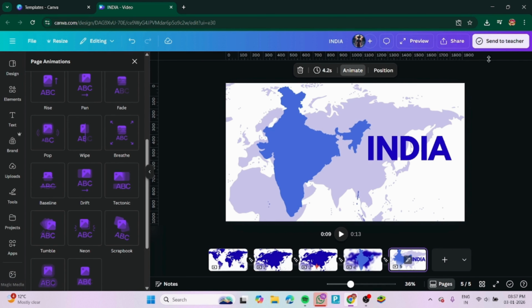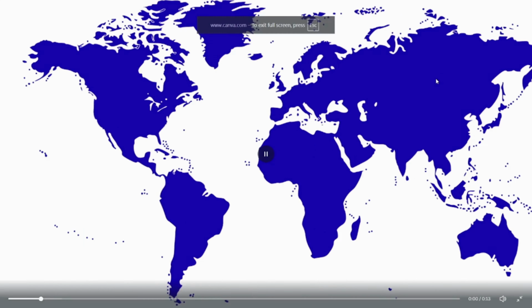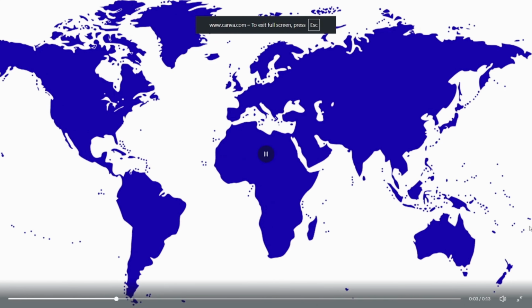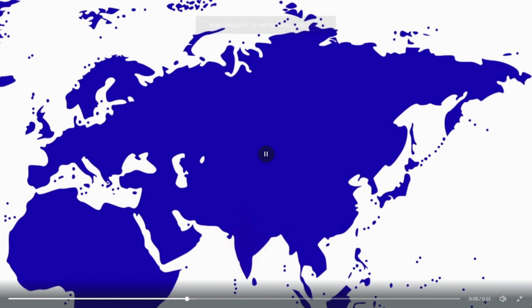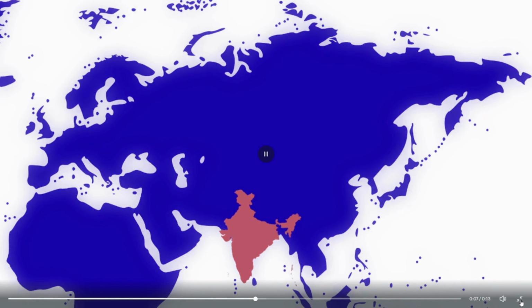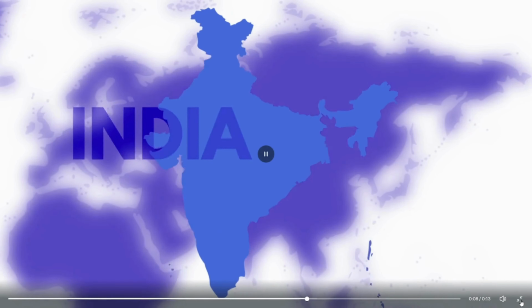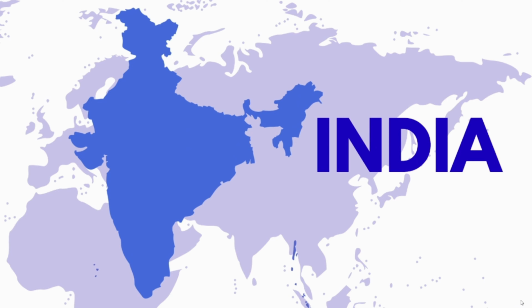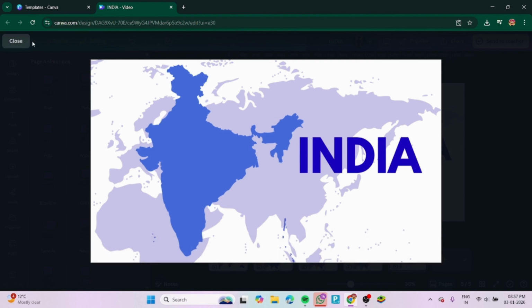Once all timings and transitions are done, your map zoom animation is ready. Play the video once from start to end and check if the zoom looks smooth and natural. If everything looks good, click on Share, then Download and export your video in MP4 format.